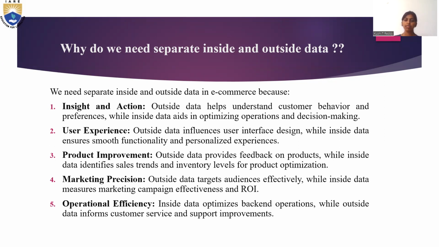Next, coming to productivity improvement. Outside data provides feedback on products, while inside data identifies sales trends and inventory levels for product optimization. Next is market precision. Outside data targets the audience effectively, while inside data measures marketing campaign effectiveness and ROI, that is return on investment. Next is operational efficiency. Inside data optimizes backend operations, while outside data informs customer services and the improvements that are needed.